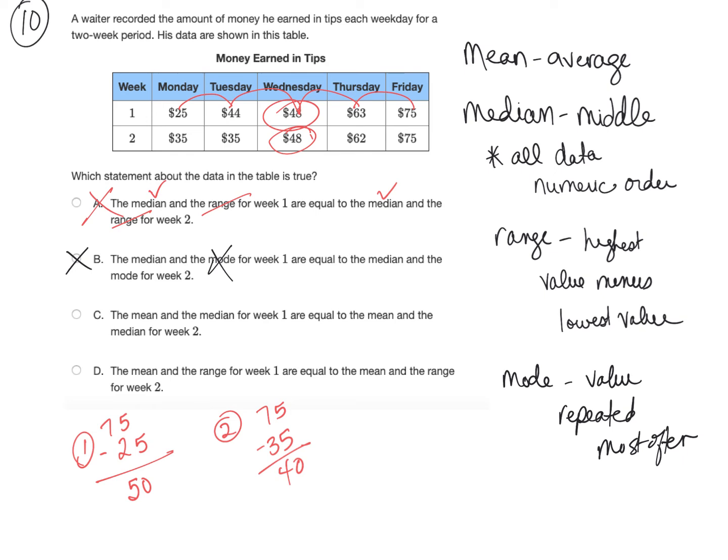Now we're looking at the mean and the median. Well, we already know that the median for weeks 1 and 2 do match because they're both 48. So the question is the mean, are the means equal? So we have to add up each week and divide by 5. Now, unfortunately, this is session 1, so you do not have a calculator. So I'm going to have to do it by hand.